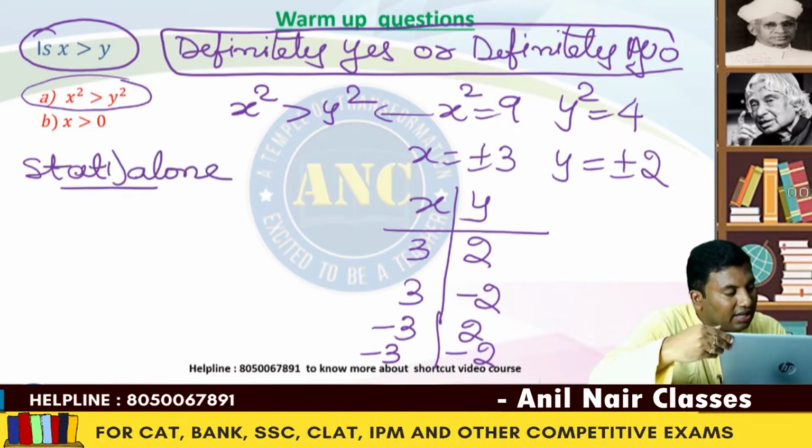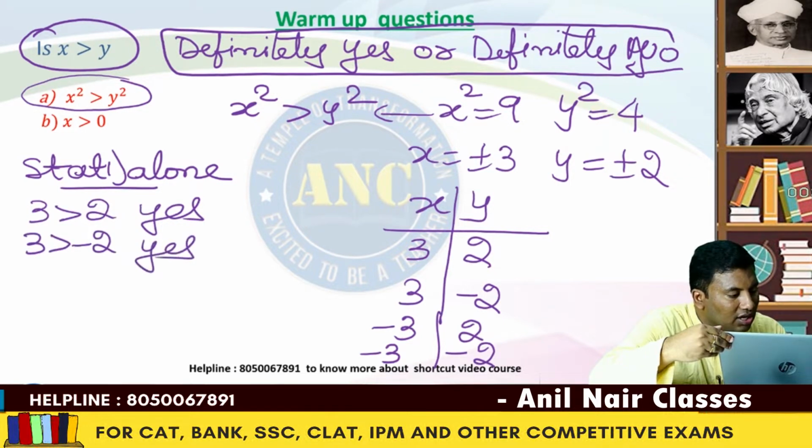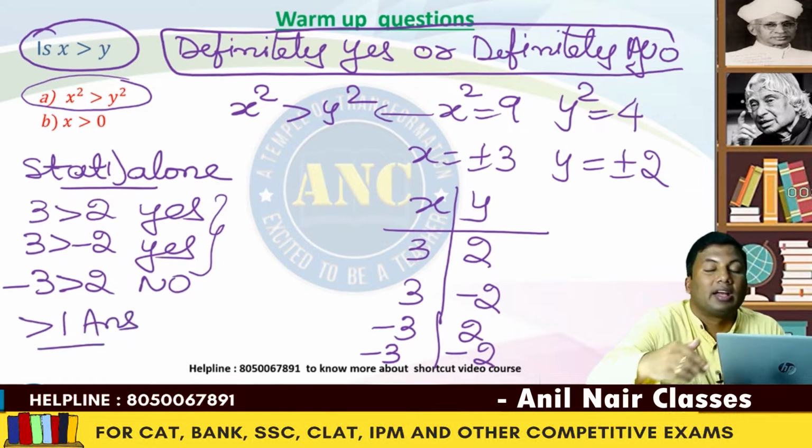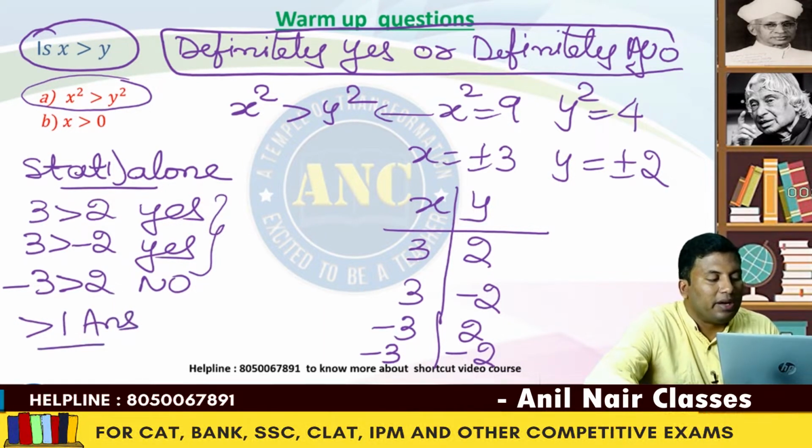Is x greater than y? 3 is greater than 2, yes. 3 is greater than minus 2, yes. Minus 3 is greater than 2, no. Are you all with me? I am getting yes or no. That means I am getting more than one answer from statement 1 alone.